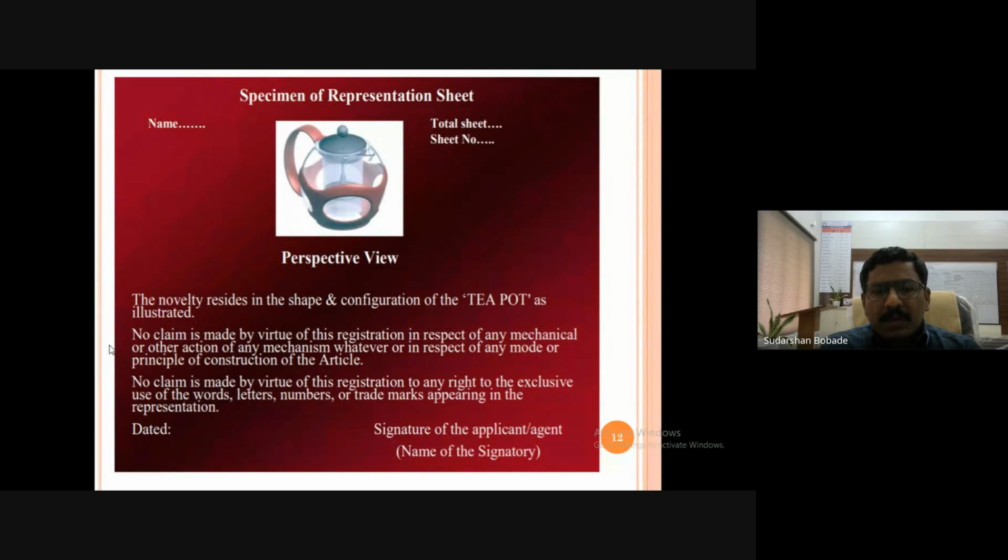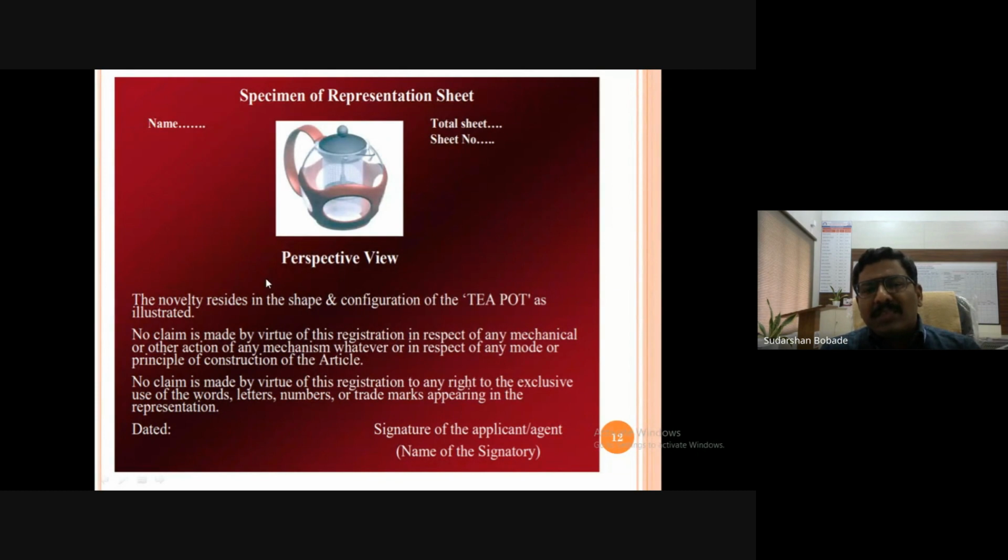So whenever we are going for the design patent, always try to understand that most of the time we are not claiming the parameters in terms of mechanism, or configuration related to words, letters, numbers, trademarks, or any other features such as a logo. So that is the important parameter. Next one, at this particular corner, we have to mention the date. Along with that, there should be the signature of the applicant or agent and the name of the signatory. So this is nothing but one of the sheets.